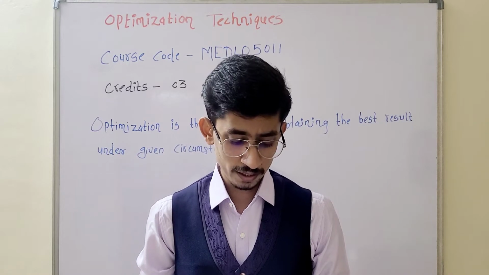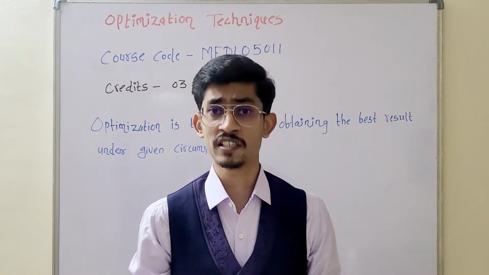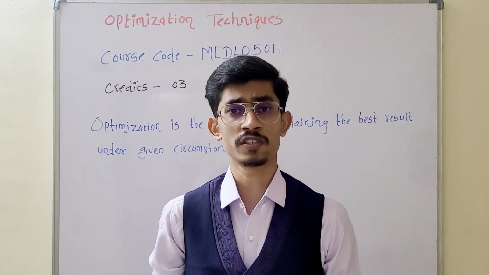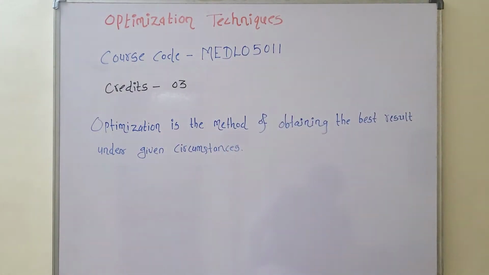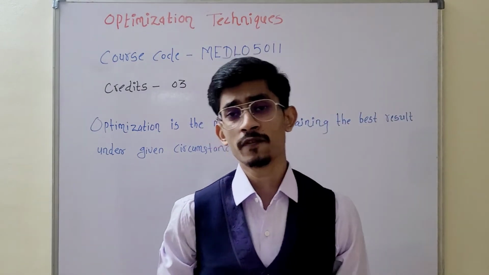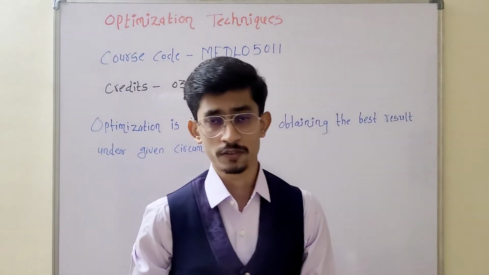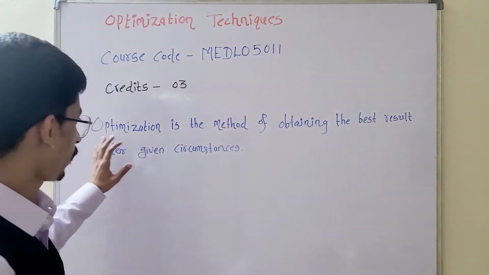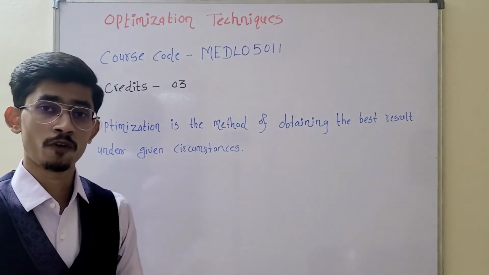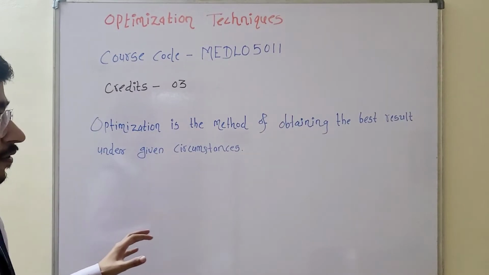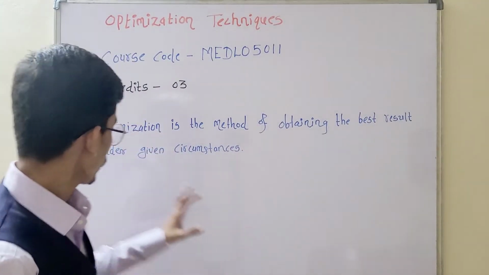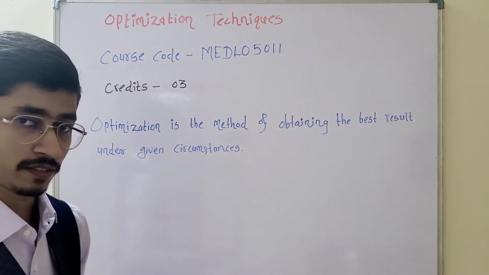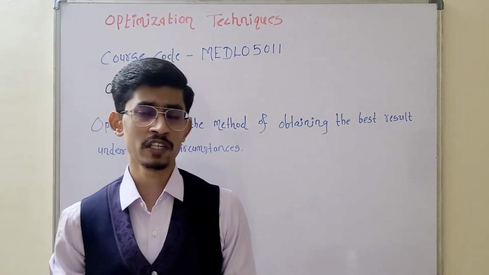But the content we are going to discuss for this lecture series is totally based on University of Mumbai syllabus. So we'll discuss first what we mean by optimization. I have listed one basic definition for optimization. Optimization is the method of obtaining the best result under given circumstances. That is only one basic definition.